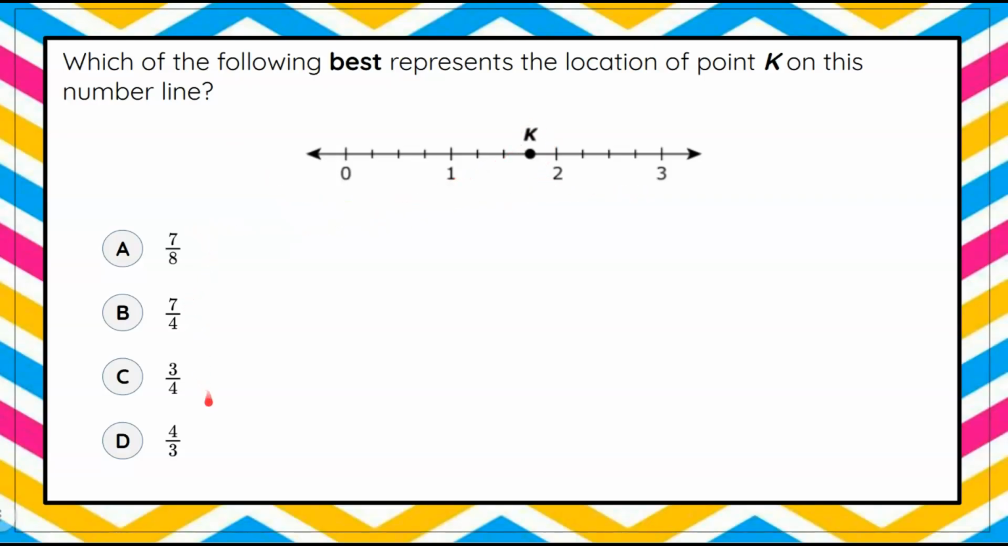And we're given 4 answer choices, all of which are fractions. So here's where I'd like you to pause the video, determine which answer is the location of point K, and then come back to see my work.